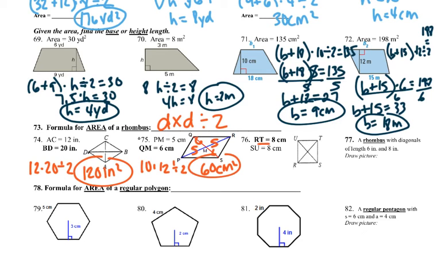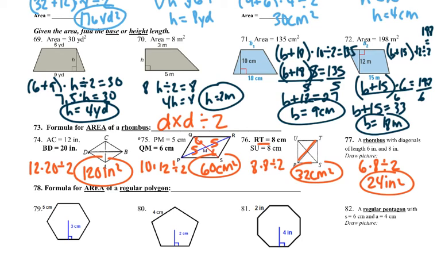Here you got to look at it RT. Okay, that's the whole thing. So 8 times 8 divided by 2 is 32 centimeters squared. And if the diagonals are 6 and 8, you don't even have to draw a picture, 24 inches squared.